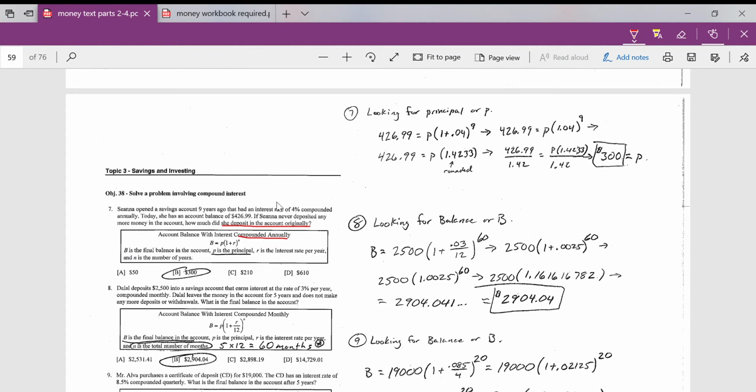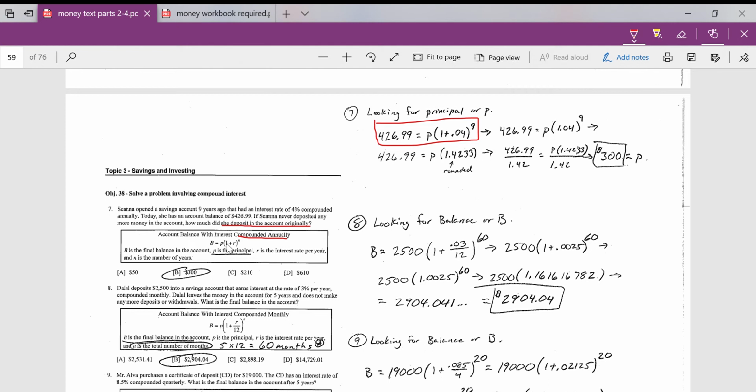Now this first step right here is where I'm plugging the numbers into this formula. So B is the final balance. It says in the problem her final balance is $426.99. P is the principal. That's what we don't know. It says that's what we're asking for. How much did she deposit in the account originally? So I leave the P there.